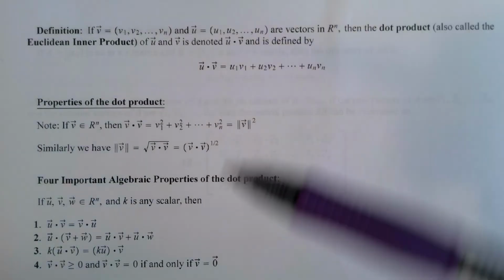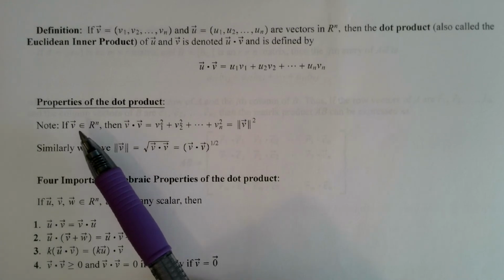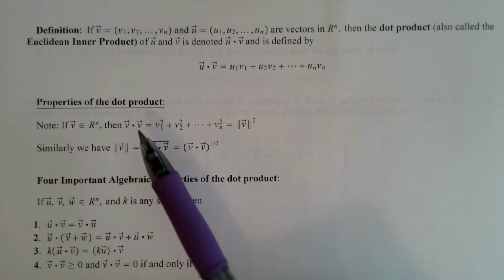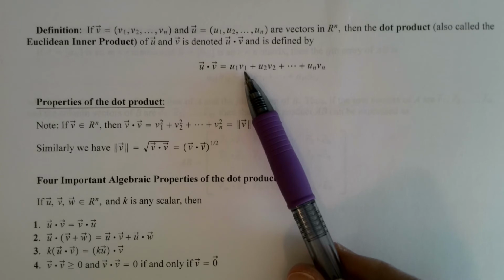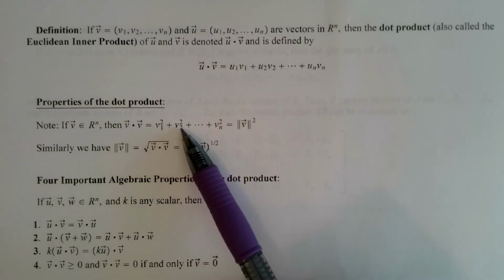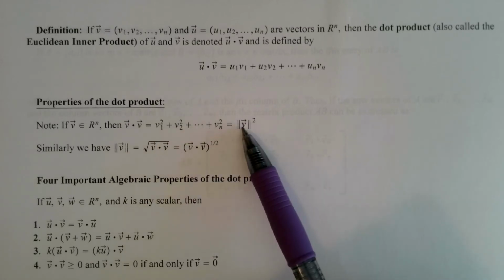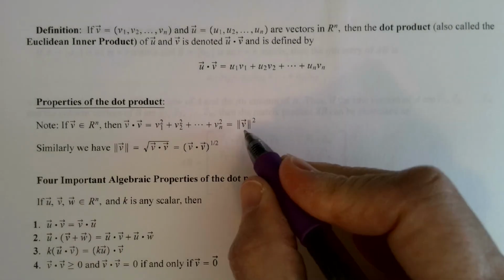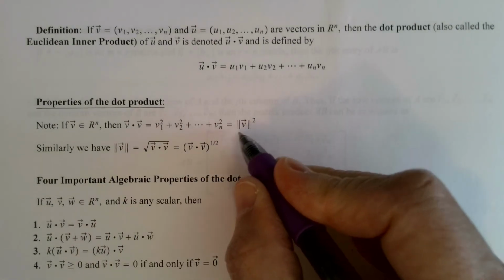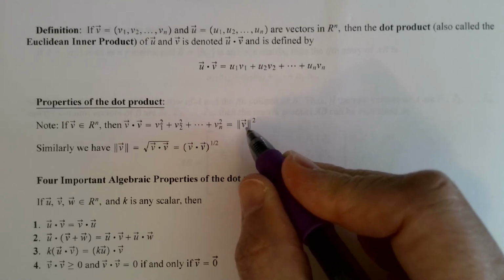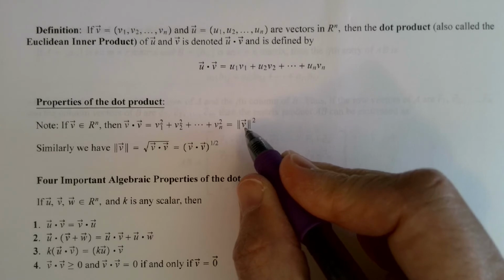So some properties of the dot product. Here's an important one. For any vector in n space, the dot product of the vector with itself, if you think about that, what's going to happen? It will be v1 times v1, which is v1 squared, v2 times v2, v2 squared, and so on. But the sum of the squares, that's just the norm squared. So it's real important that the Euclidean inner product is defined by the norm here, the norm of the vector squared. So that's a real important relationship.